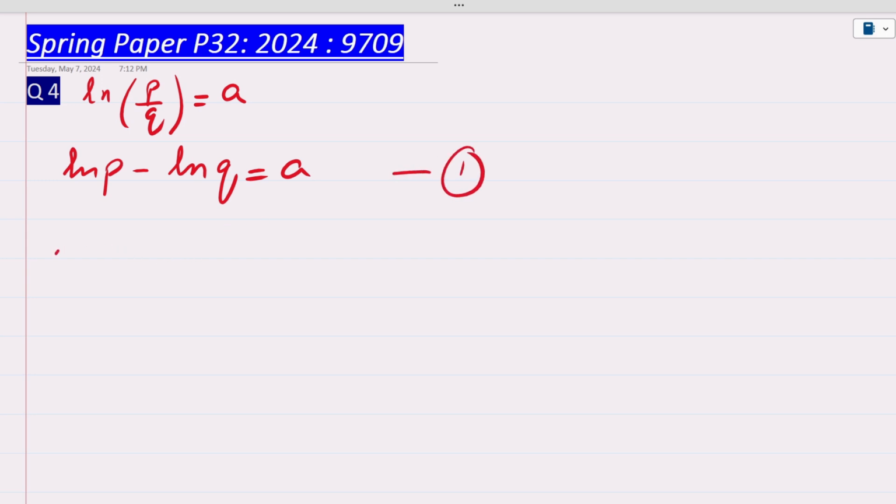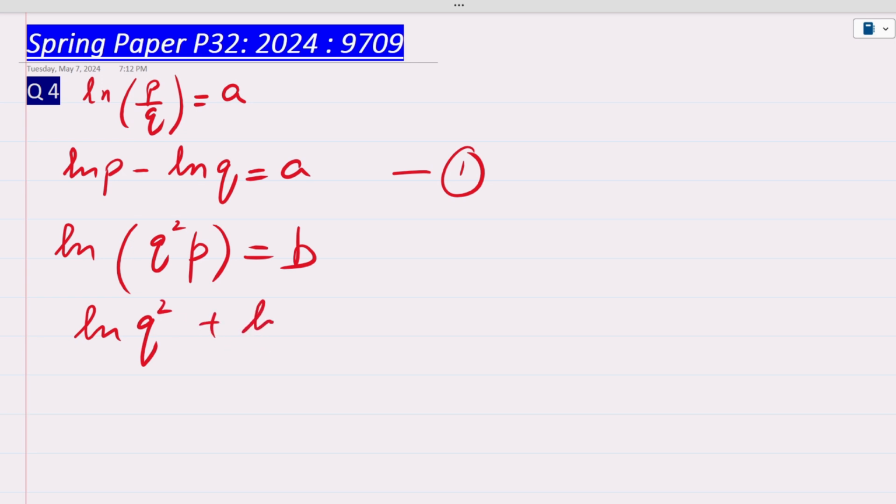The second equation is natural log of q squared p equals b. Here we have a product, so using the log laws it will be added, equal to b. Taking the 2 as a coefficient, 2 ln q plus ln p is equal to b. Now we have ln p and ln q in both equations.